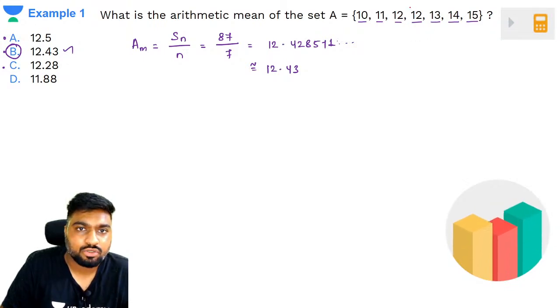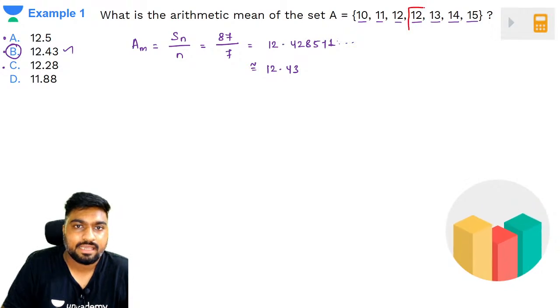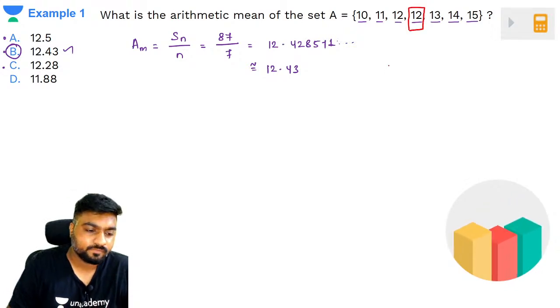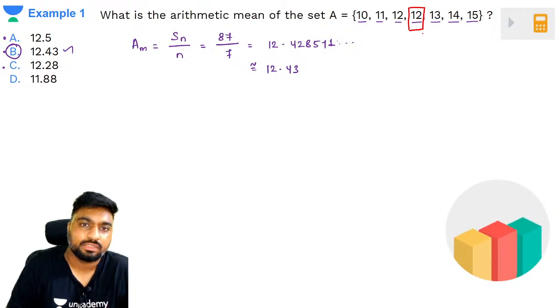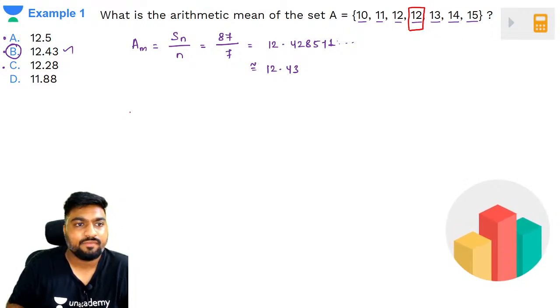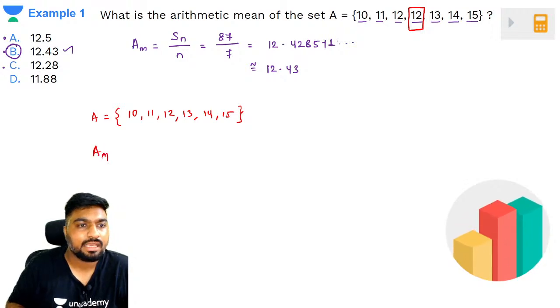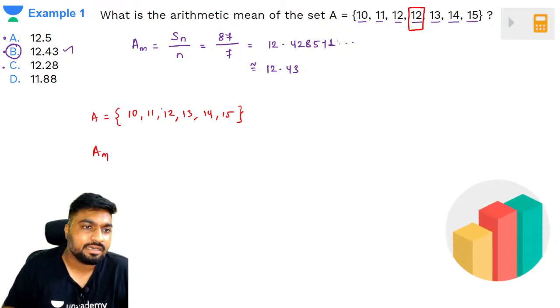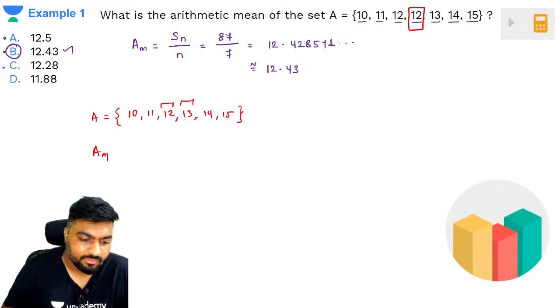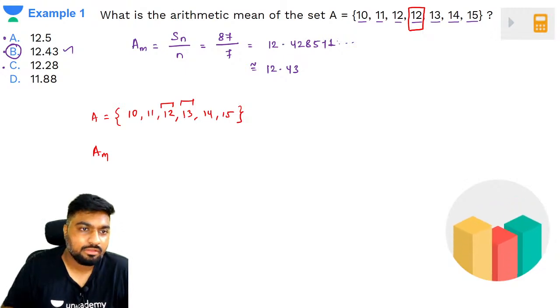If this extra 12 was not there, let's say if this extra 12 was not there, if our set was just 10, 11, 12, 13, 14 and 15, then what would have been our arithmetic mean? There are two middle terms, 12 and 13, so the average of these two would be 12.5.